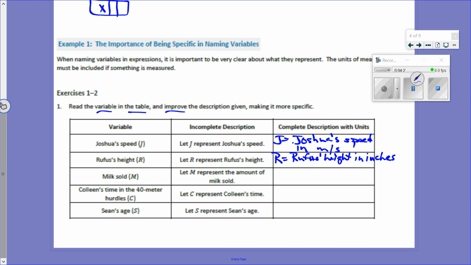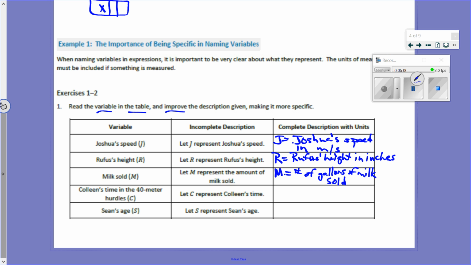Okay, milk sold. So M represent the amount of milk. Solo? Good. So we're going to say M equals number of gallons sold. Gallons of milk.